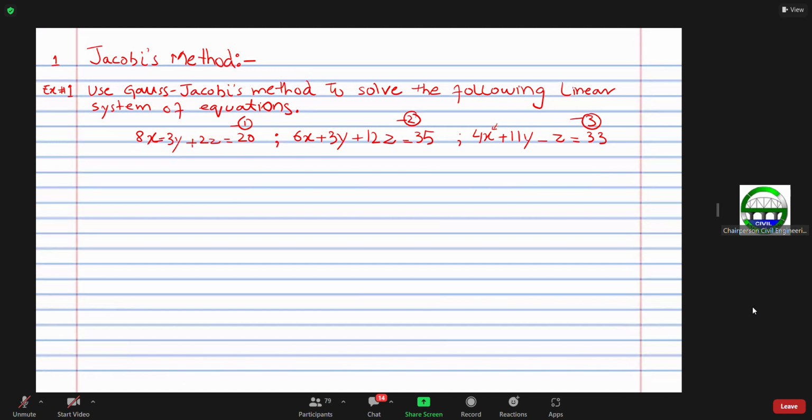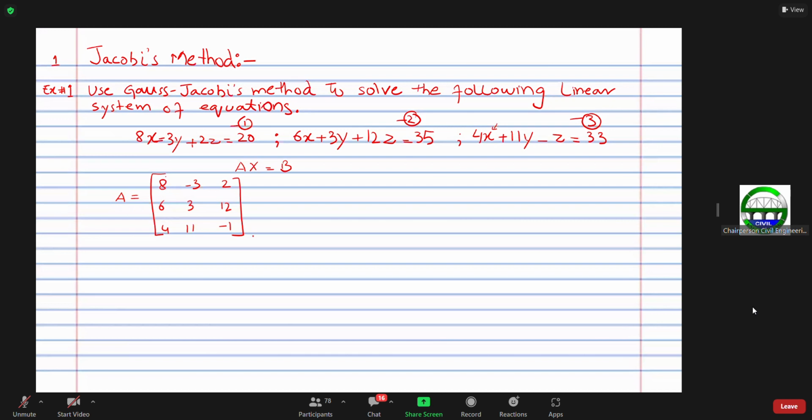The first step is to make the matrix AX equals B, the coefficient matrix. What is the coefficient matrix? A is equal to 8, minus 3, 2, then 6, 3, 12, and 4, 11, and minus 1.